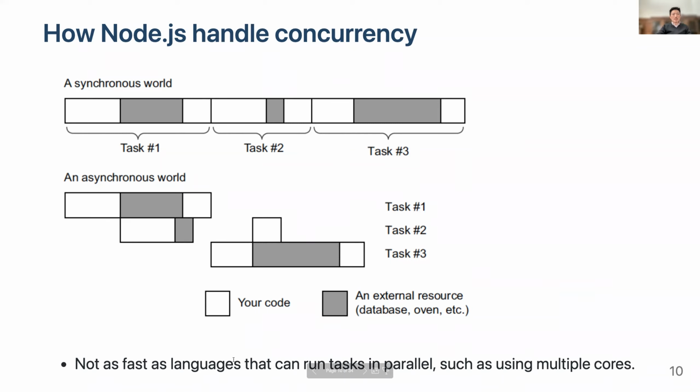Okay, and this becomes much more useful now because many CPUs have multiple cores. That means you can do multiple things at the same time, one on each core.